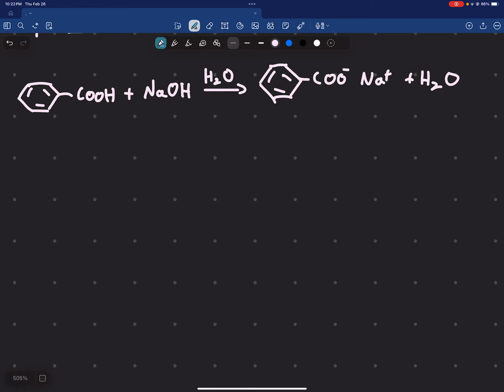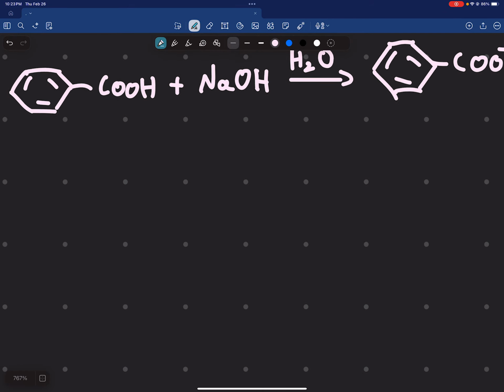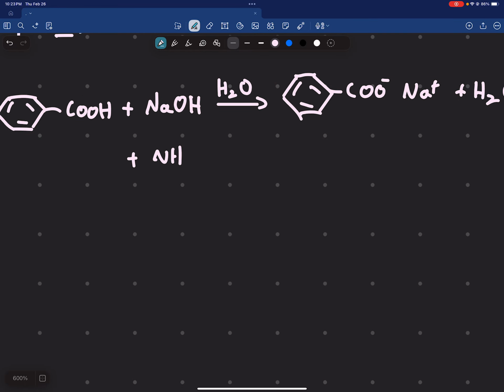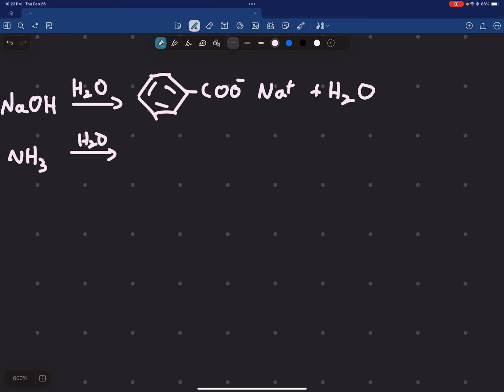Other than that, carboxylic acids will also form water-soluble salts with ammonia and amines. So if we had ammonia and water, it will form another water-soluble salt, ammonium benzoate, like so.